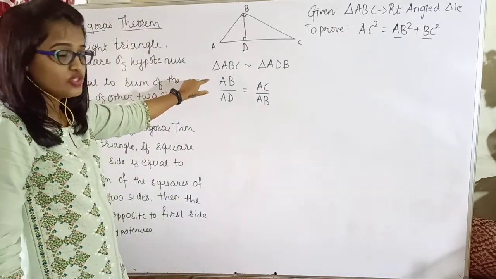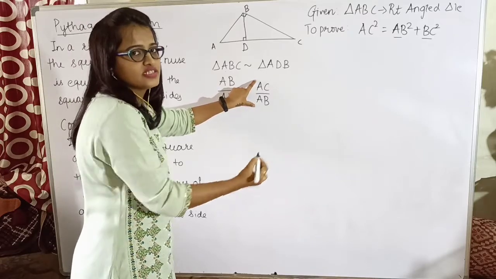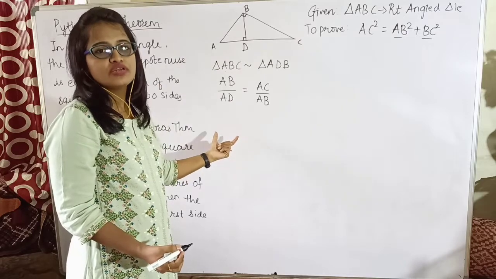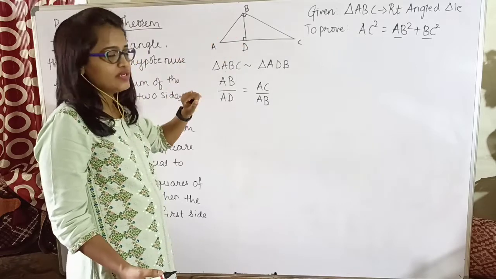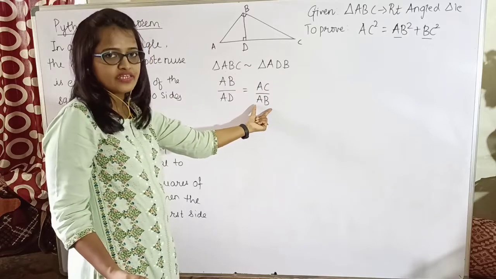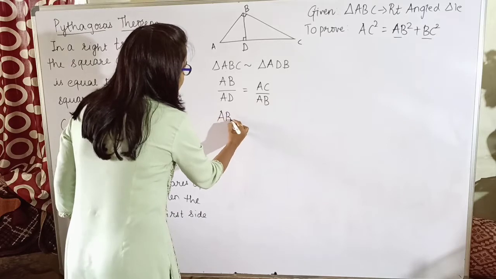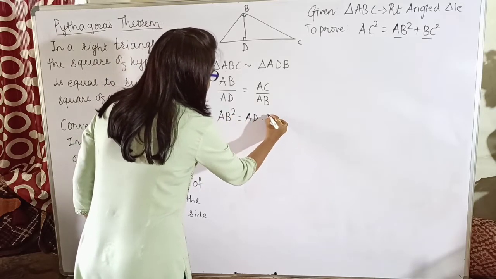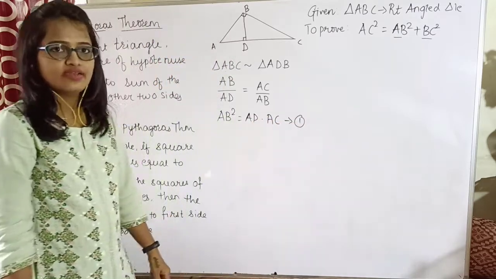So why am I explaining this to you? Because only two sides we are taking as proportional. We don't want all three sides. Whatever you have to prove, according to that you have to frame your equations, isn't it? And therefore, since ABC and ADB are similar, AB by AD is equal to AC by AB. I want AB in the denominator, therefore I have taken AC by AB. If you cross multiply, what will you get? AB square is equal to AD into AC. Let us mark this as equation 1, right?